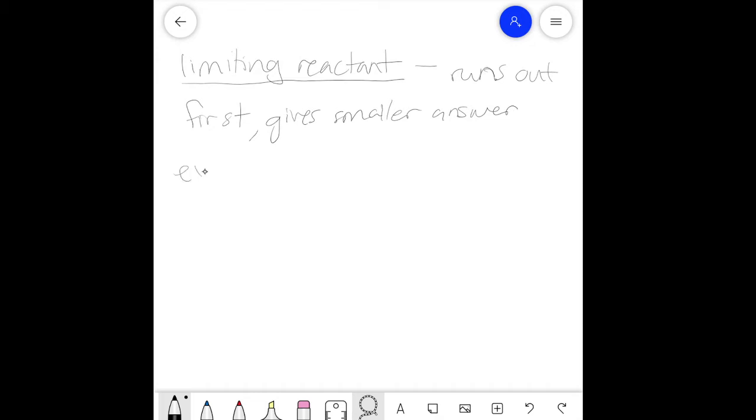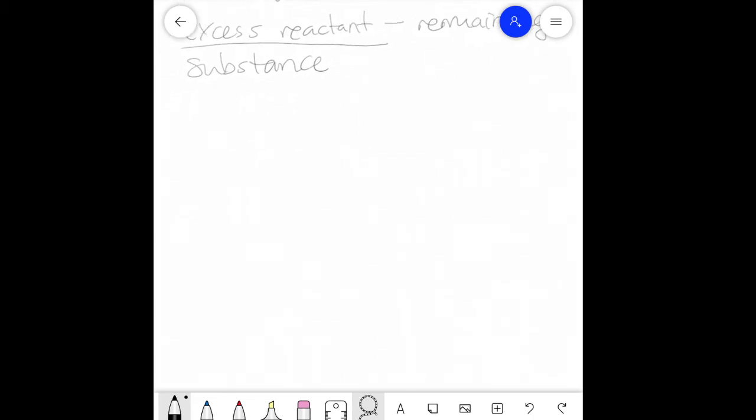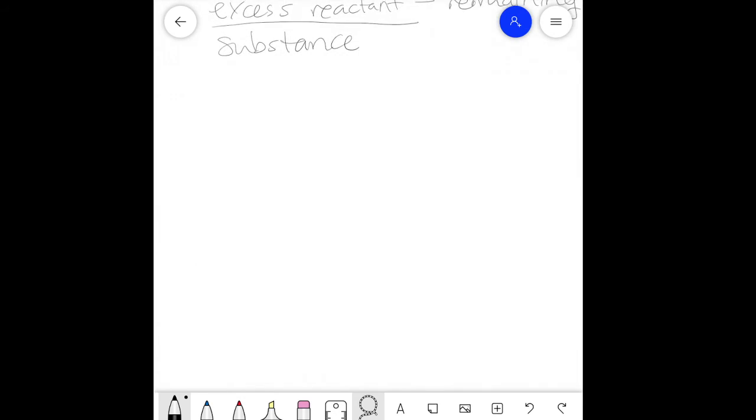So the one that gives you the excess, the one you have remaining, is your excess because you have more of it than you needed. So the easiest way to do this is just to do an example.